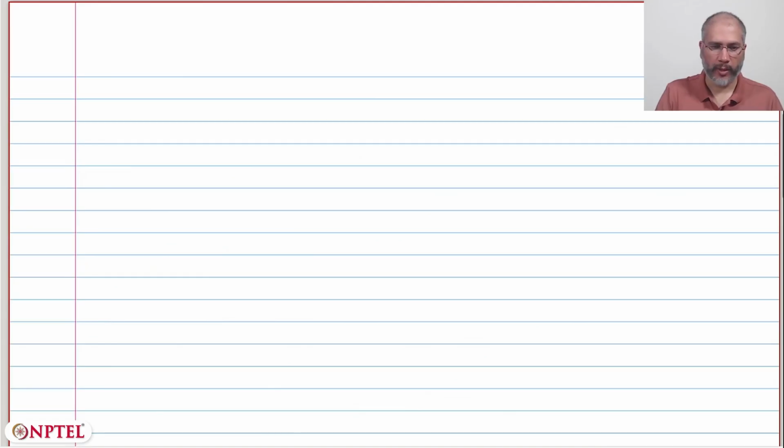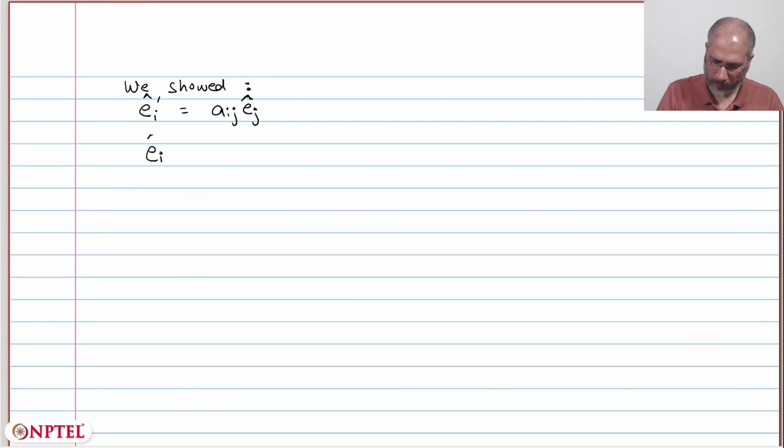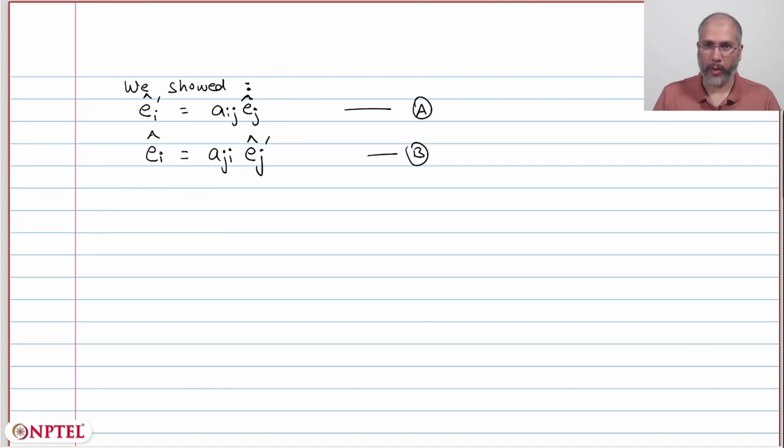So in the previous lecture we showed the transformation of unit vectors from the non-primed to primed coordinate systems as well as vice versa. So I'll write that relation again, because we will be needing them for proving or showing the transformation of vectors and higher order tensors today.